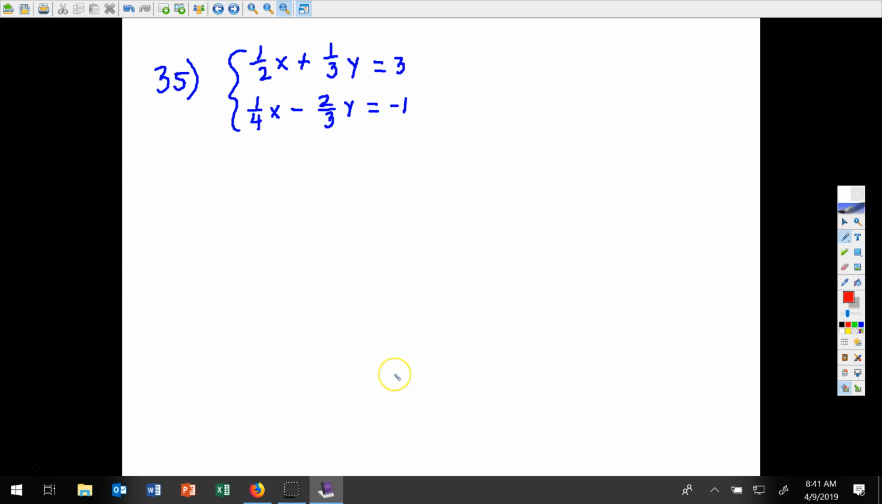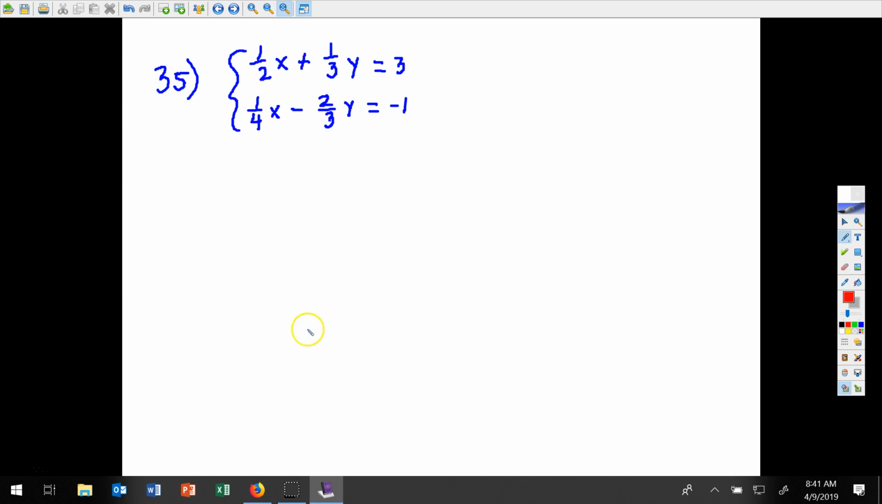Okay? So we've looked at one solution. We call that consistent. There is an x, there's a y. We've looked at no solutions. We call that inconsistent. And then we've looked at really an infinite number of solutions, any ordered pair that happens to fall on the line, and that's called dependent.